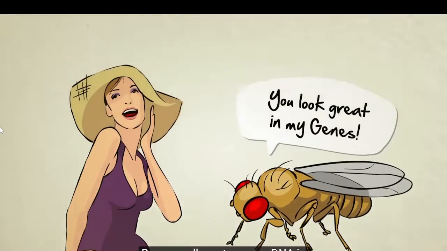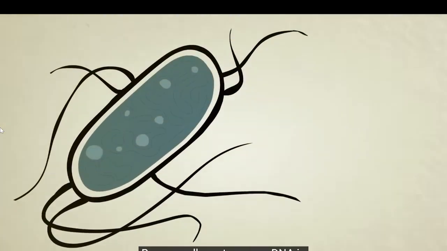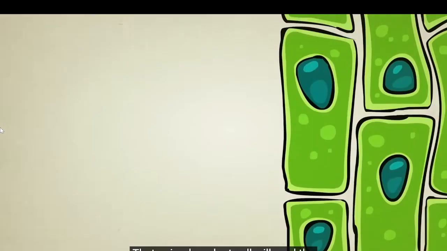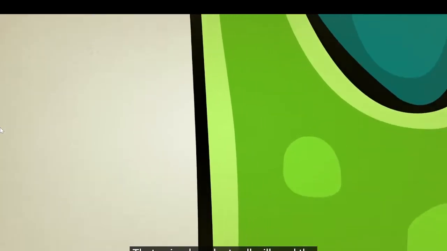Because all creatures use DNA in pretty much the same way, genetic engineers have found that if they take a gene from, say, a bacteria cell and insert it into the DNA of an animal or a plant cell, that animal or plant cell will then read the new gene and produce the bacterial protein.